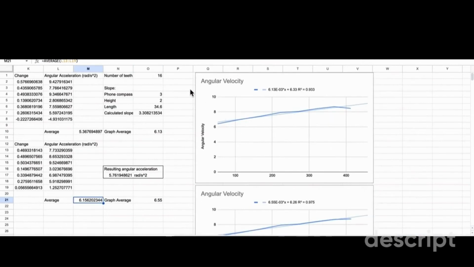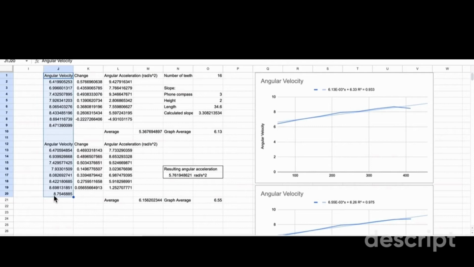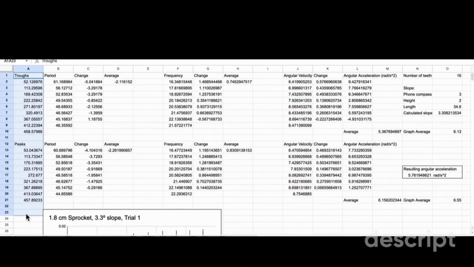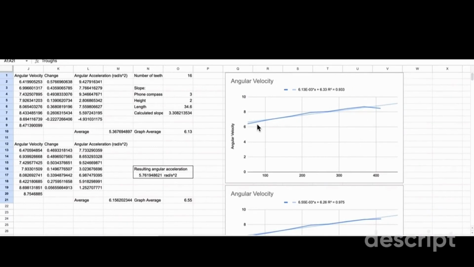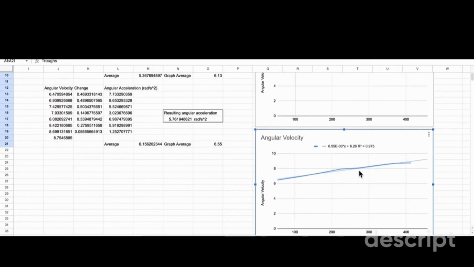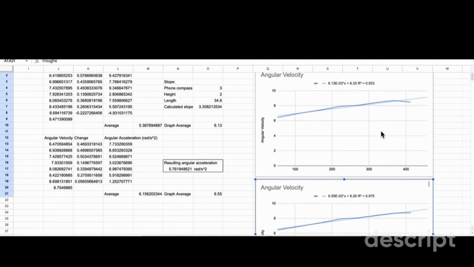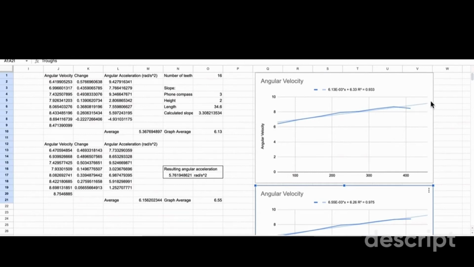An alternative approach to finding the angular acceleration is going up to this point, having the angular velocity, then plotting that as another graph in function of the time at each point. We get graphs like these. This is for the peaks and this is for troughs. Then we can find the best fit line using Google Sheets, trend line, linear trend line, and from that we can find the slope, and that is how we find the angular acceleration in radians per second squared.